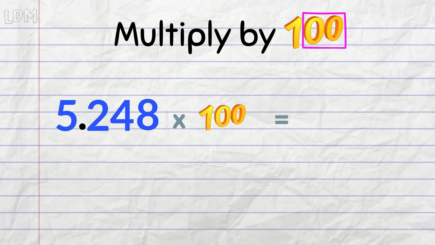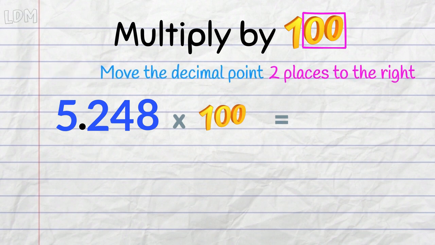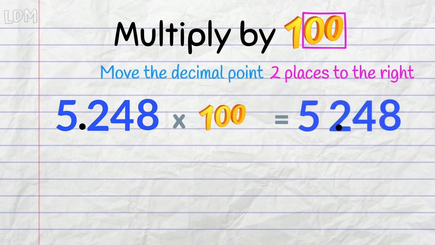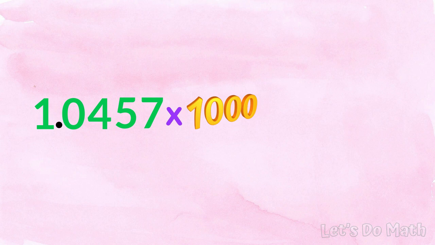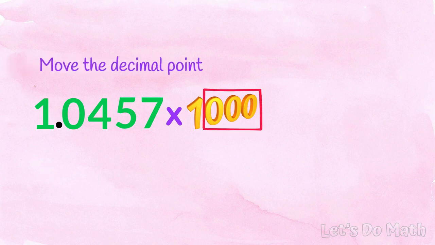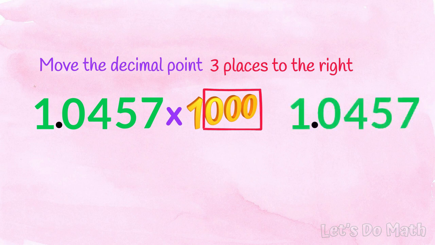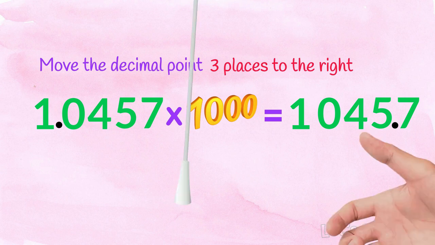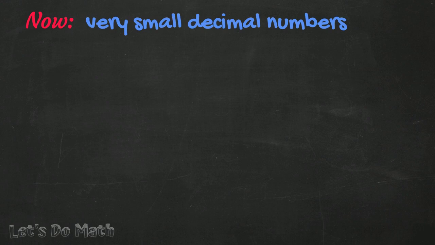And what if we had 5.248 and we have to multiply it by 100? 100 has 2 zeros. We need to move the decimal point 2 places to the right. 1, 2, 524.8. And what if we had 1.0457 and we had to multiply that by 1000? 1000 has 3 zeros, so we're moving the decimal point 3 places to the right. 1, 2, 3. 1045.7.